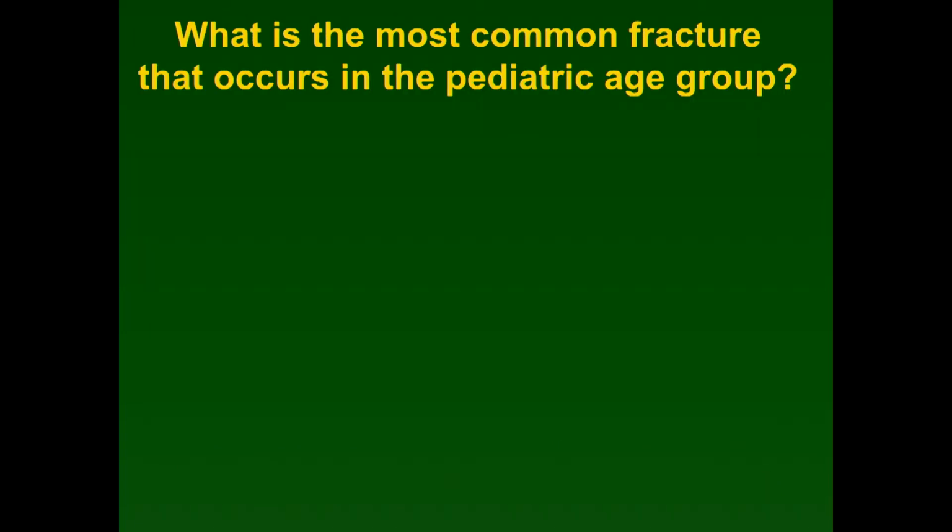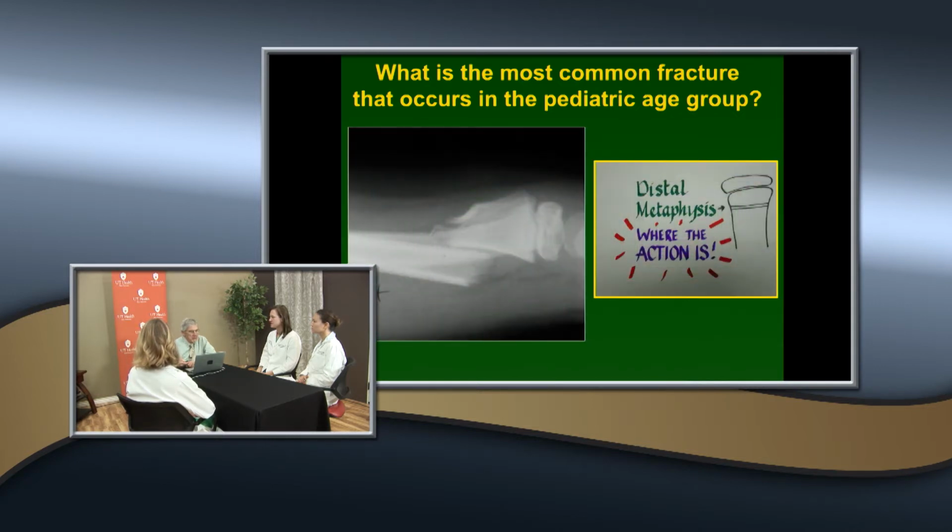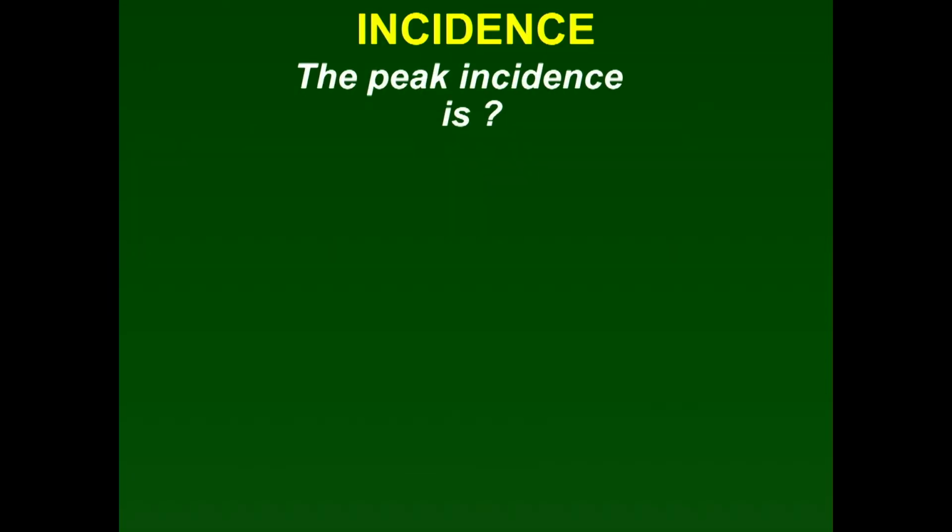So, what is the most common fracture that occurs in the pediatric age group? You've been in the emergency room. What's the most common fracture you see down there? The distal radius. Yes. What type? Metaphysis. Most of them are metaphyseal fractures. And when do you see those?